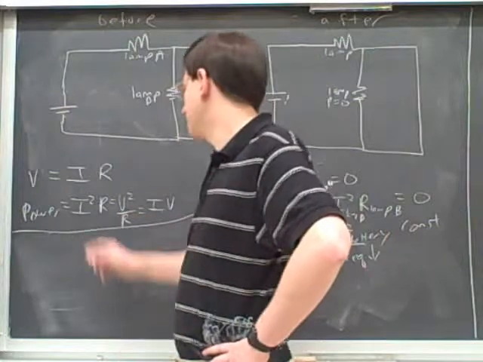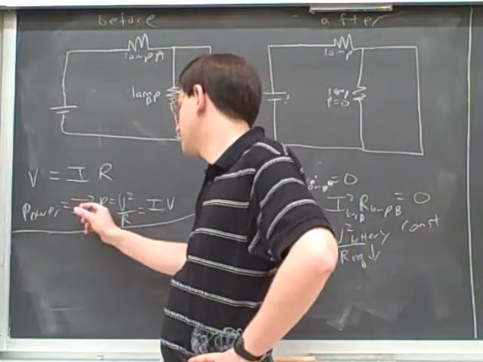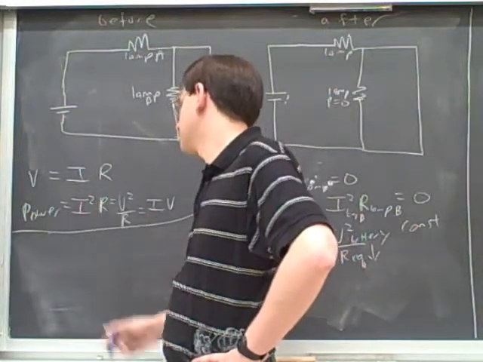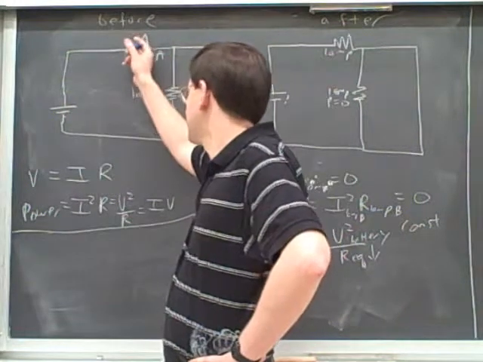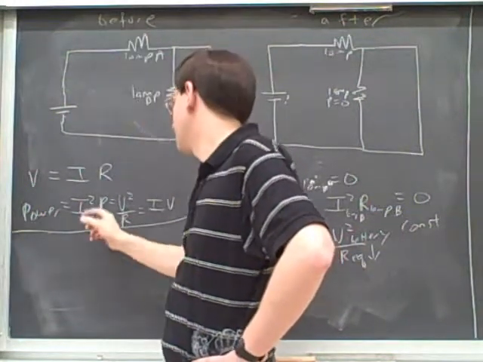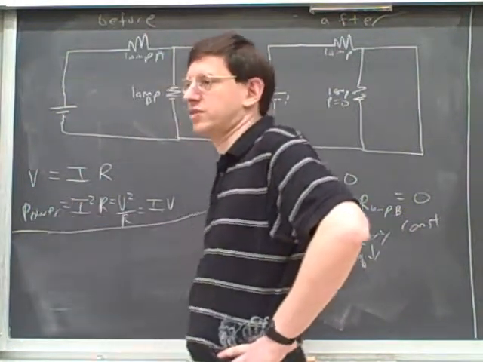But you could also use one of these equations here. I guess this is a good equation to use. Either of these two equations. We could work out that both the voltage and the current have increased here, and the resistance hasn't changed, so the power has to have increased.